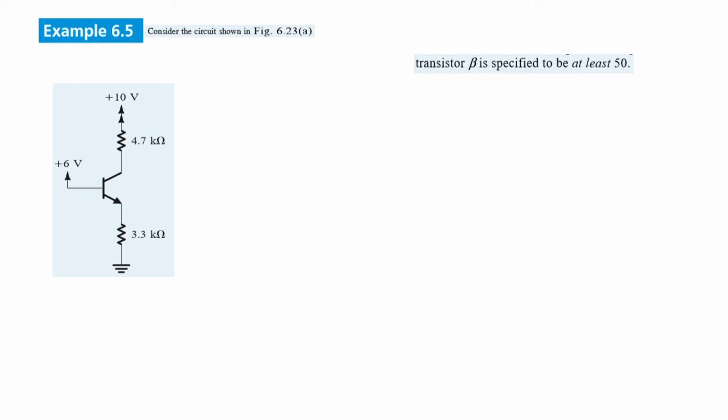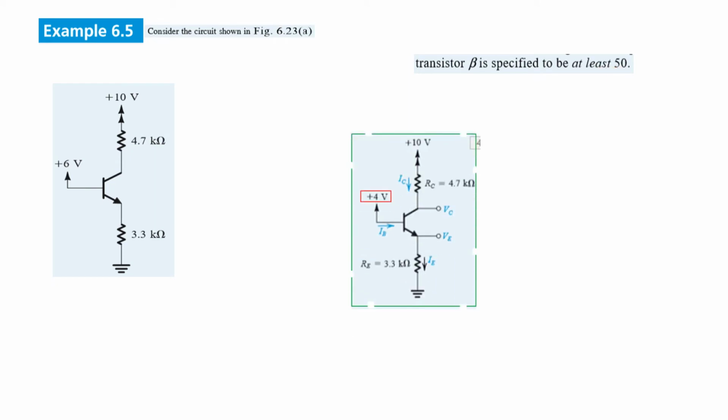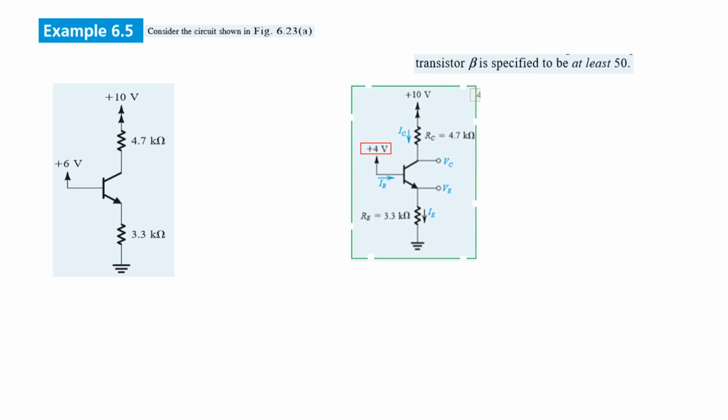Now let's see the next example, example 6.5. Same circuit. Now this voltage has been changed, and the transistor beta is specified to be at least 50. Just for comparison, you remember this was the previous case. Now it is 6 volt, and we need to determine again all the node voltages and branch currents.